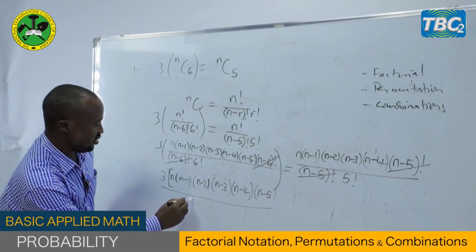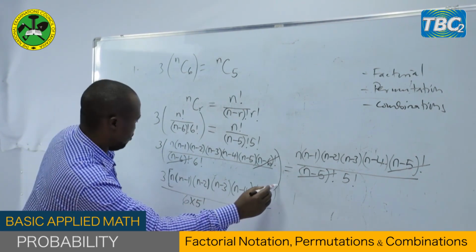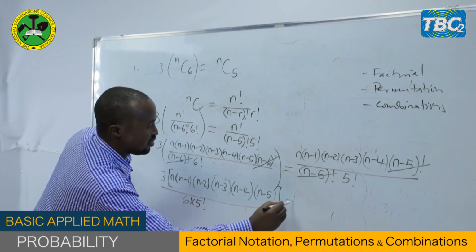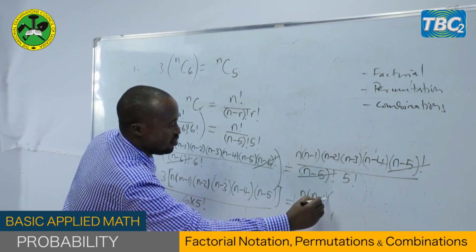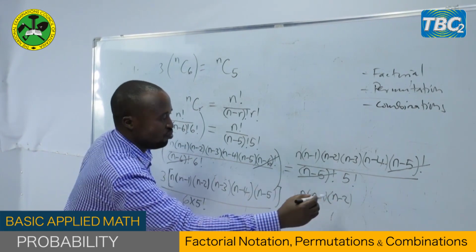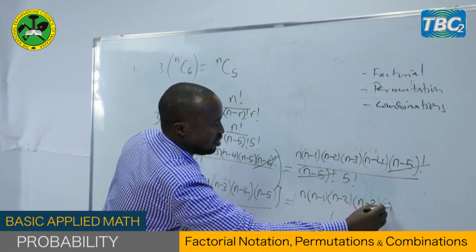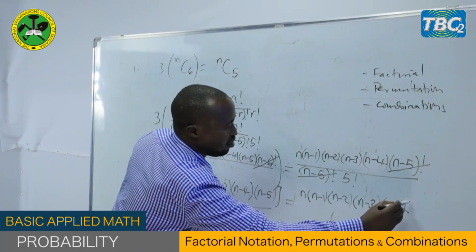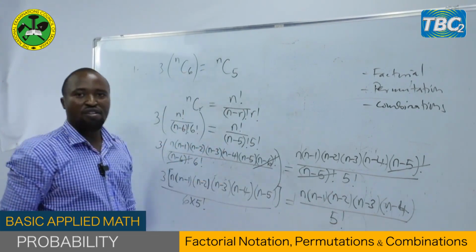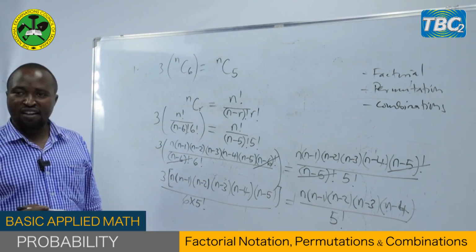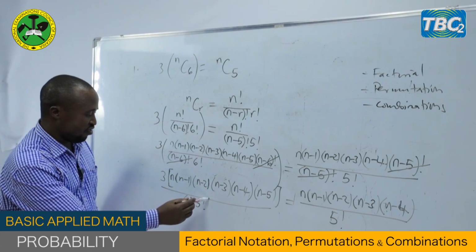So that is 6 times 5 factorial, which is the same as n, we have n minus 1, n minus 2, n minus 3, n minus 4 over 5 factorial. My dear student who are watching this lesson, you can see here this is 5 factorial.